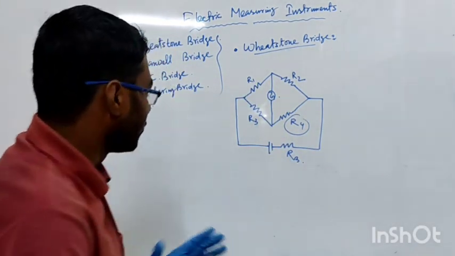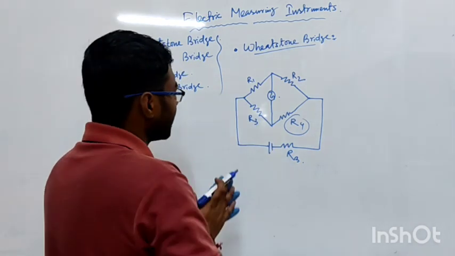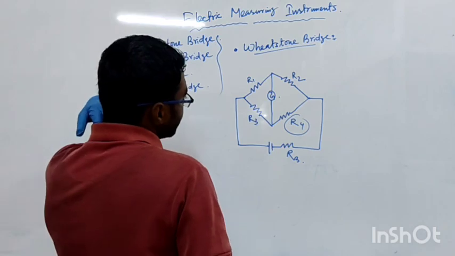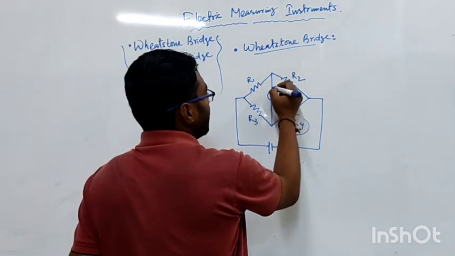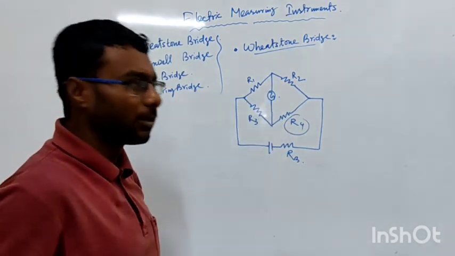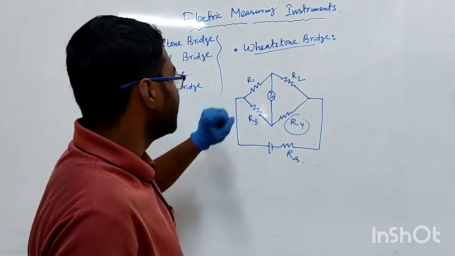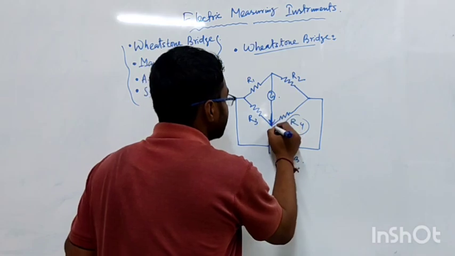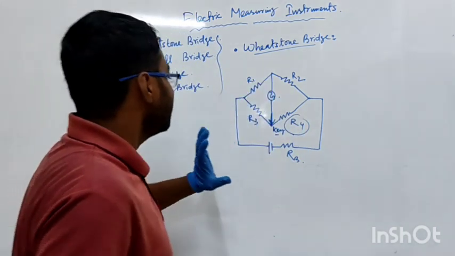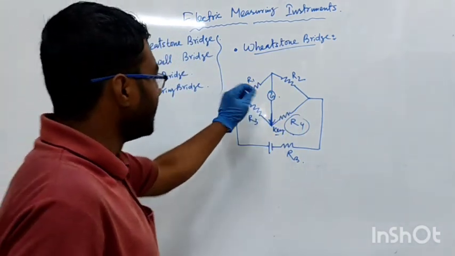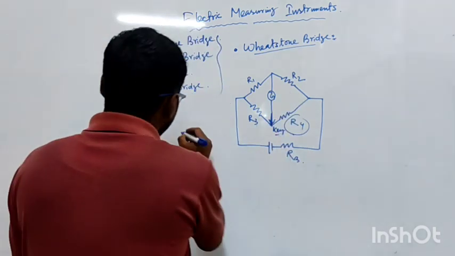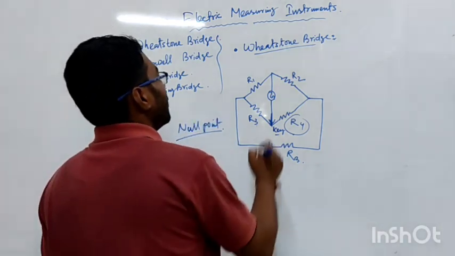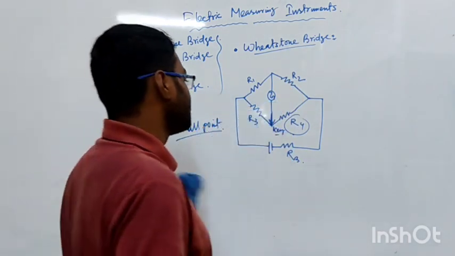So how can I measure, or what is the principle of this diagram? We make a circuit like that. There is a key attached to the galvanometer, and by shifting this key we can find the null point. What is the null point? The null point is the point where the current through the galvanometer is equal to 0.